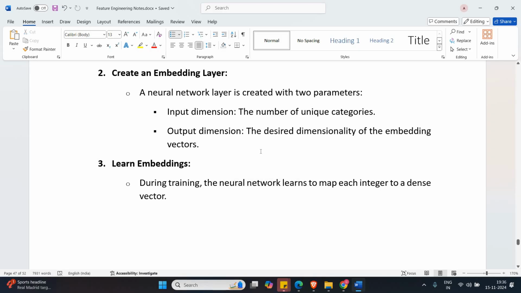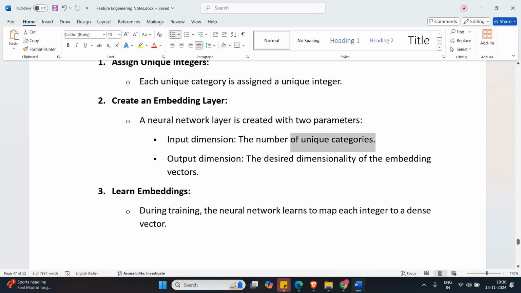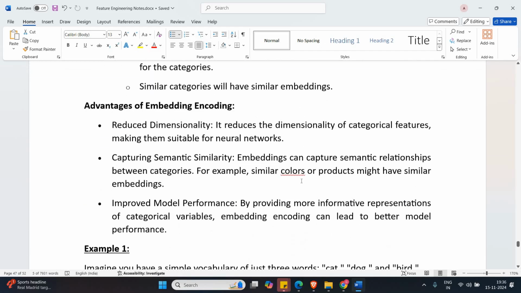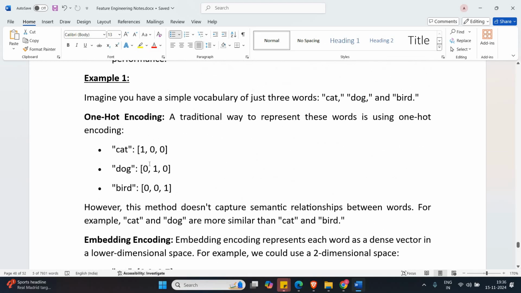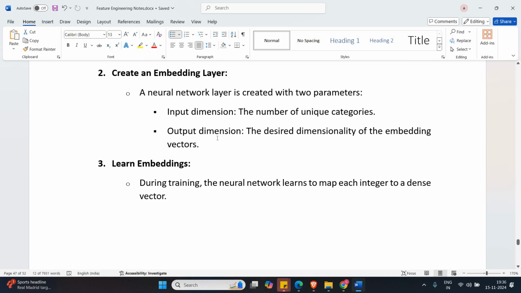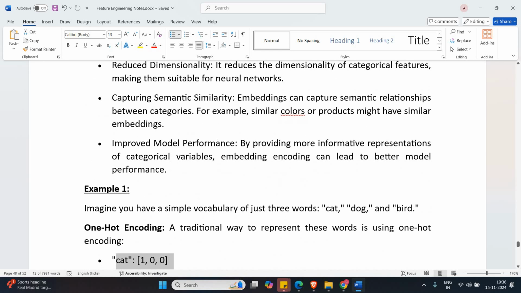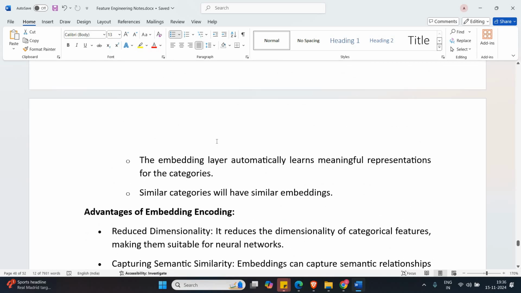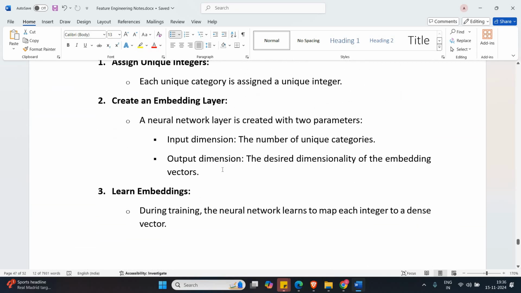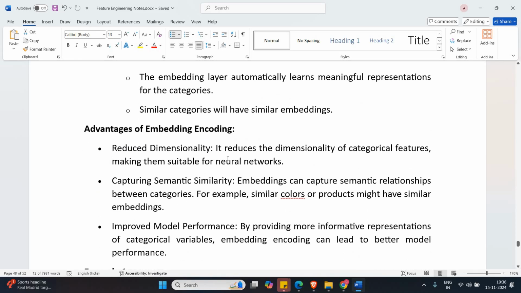Here you decide the input dimension. The input dimension is the number of unique categories, which we are already aware of. Like here, in one hot encoding, we know it is 3 cross 3. But if you go to the output layer, then you decide that I want this many dimensions when I give the output. Based on the data and domain expertise, you can decide what the output dimension should be. With this, I would like to conclude this lecture.